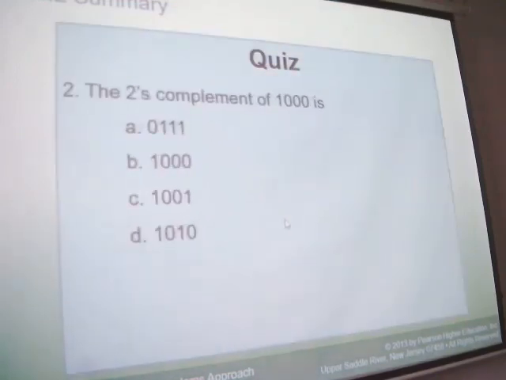We first need to find the 1's complement. For 1000, the 1's complement is 0111, and then plus 1. So the result is 1000. Same. So the 2's complement is B.